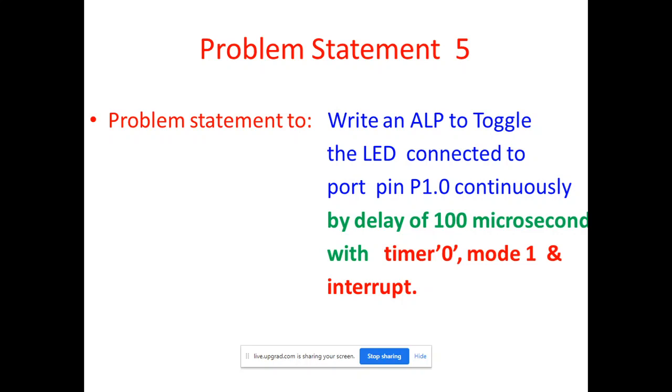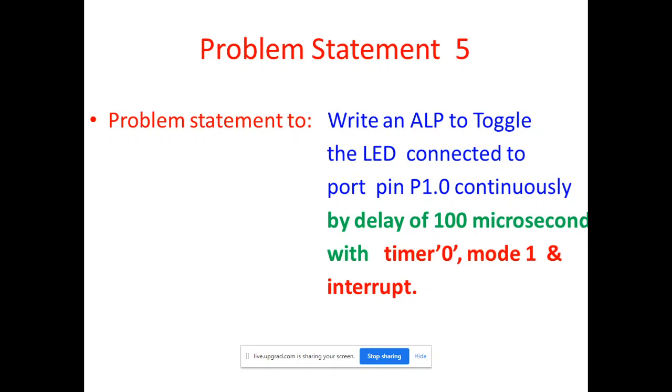Next problem statement is: write an ALP to toggle LEDs connected to P1.0 continuously. Now we are not considering all 8 LEDs, we are considering only one LED which is connected to P1.0, and we want to toggle that.